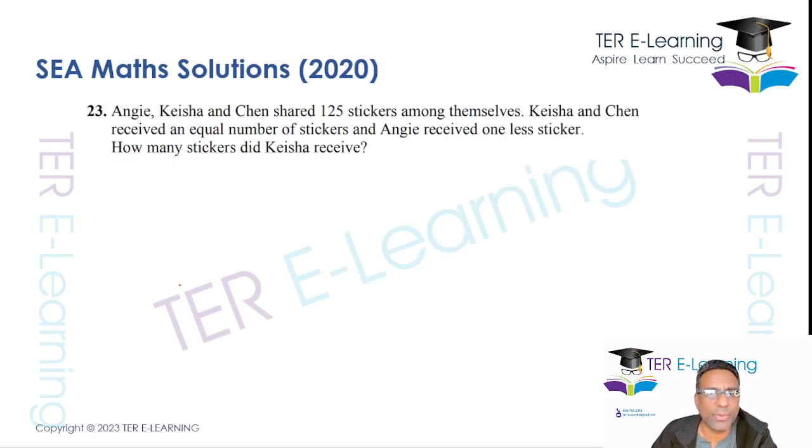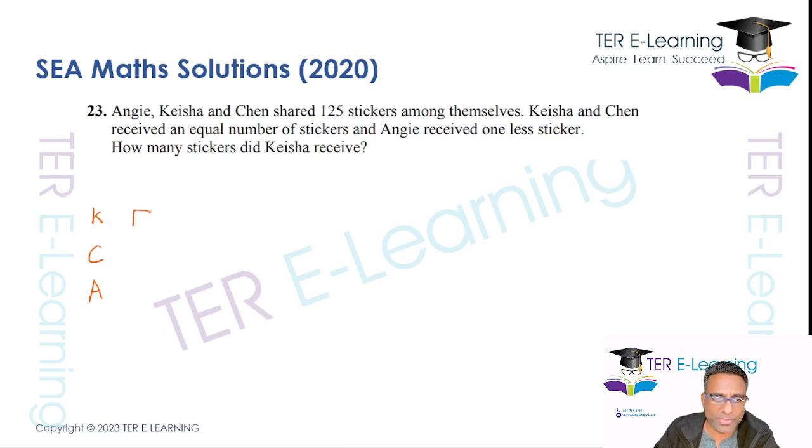Next one here, we have Angie, Keisha, and Chen. They're sharing 125 stickers among themselves. Keisha and Chen received equal numbers, and Angie received 1 less sticker. So what I would do is write K for Keisha, C for Chen, and Angie. So those are my people here. Now they said that Keisha and Chen received the same amount.